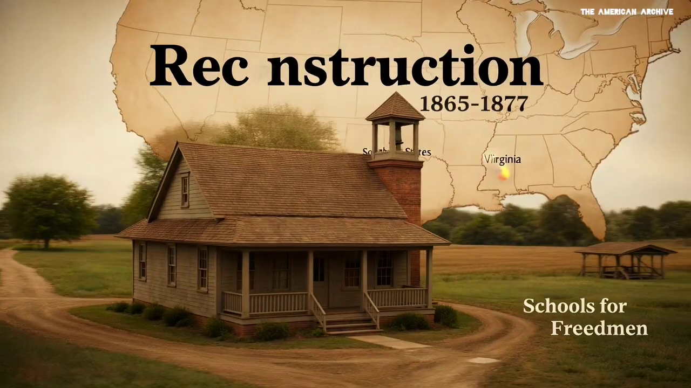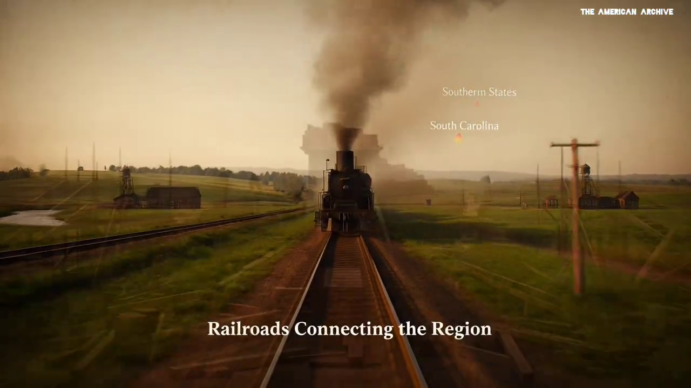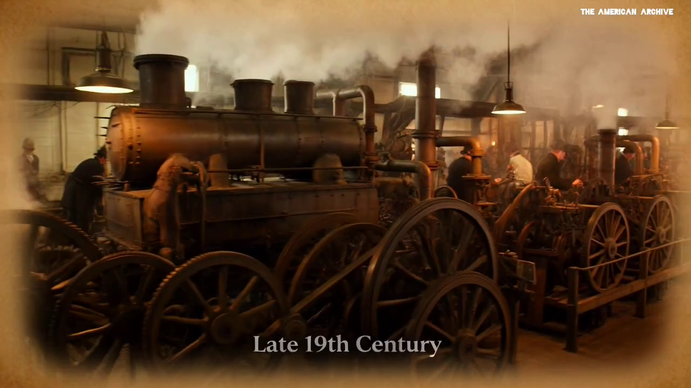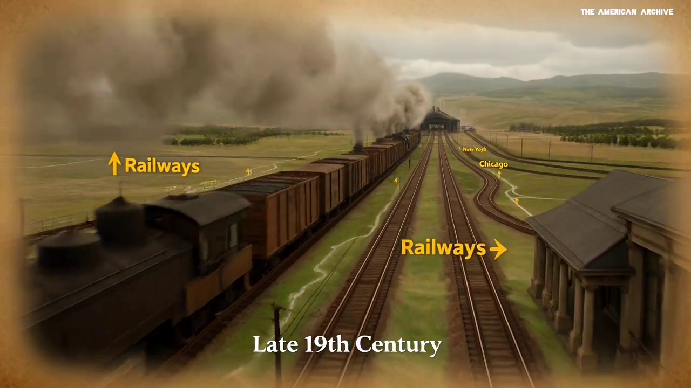Reconstruction sought to rebuild the South and redefine citizenship in America. Schools were built to educate freedmen and integrate society. Across the South, communities rebuilt amidst profound change. Rapid industrial growth transformed the United States during the late 19th century.